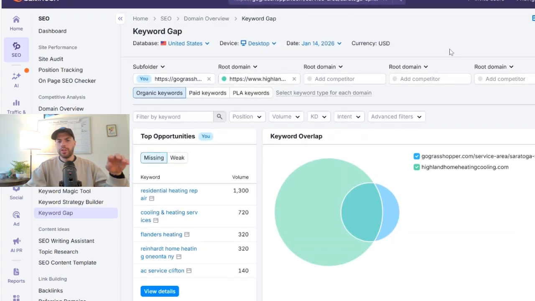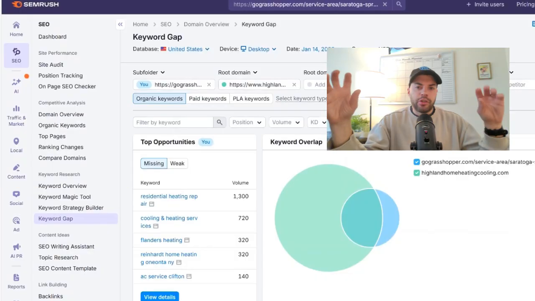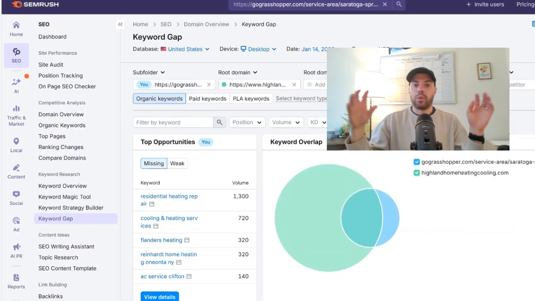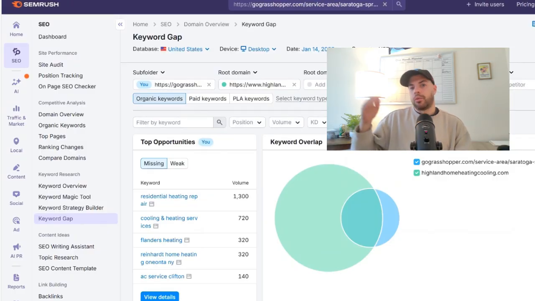But really at a high level, SEMrush I really like to use because it makes it incredibly simple to showcase where we're at, where our top competitors are ranking, and then what we need to do differently so we can get more impressions, more website clicks, more phone calls, more scheduled bookings, and more customers for our business.